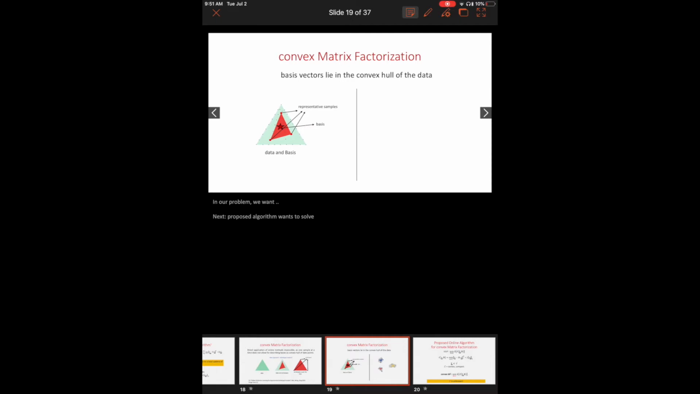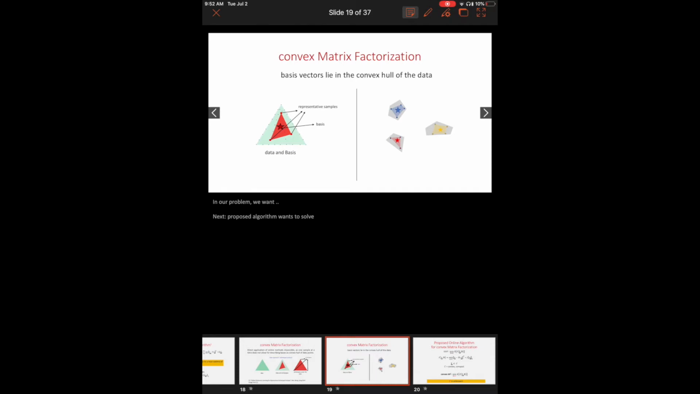The only constraint on them is to be inside the convex hull of the dataset, not the extremal points of the dataset. In this way, these basis vectors can be representative of the categories of the dataset.